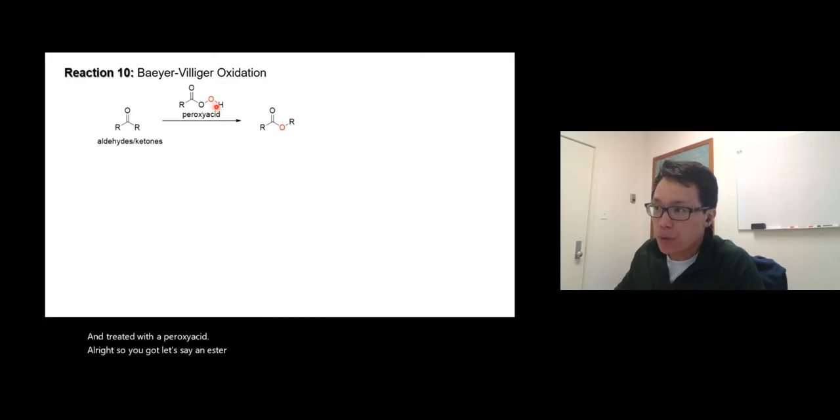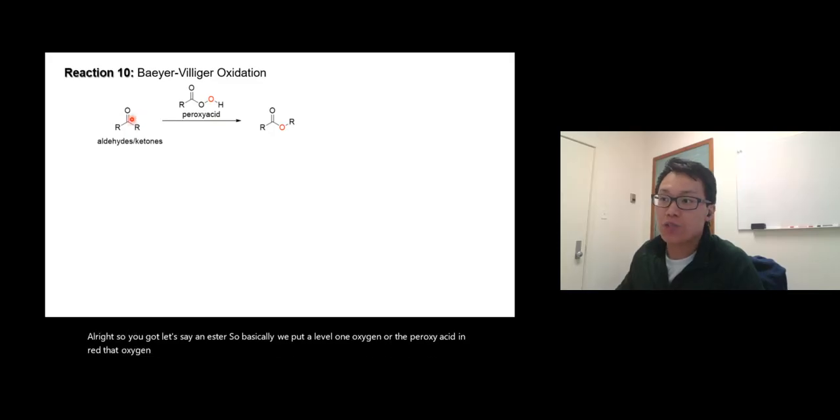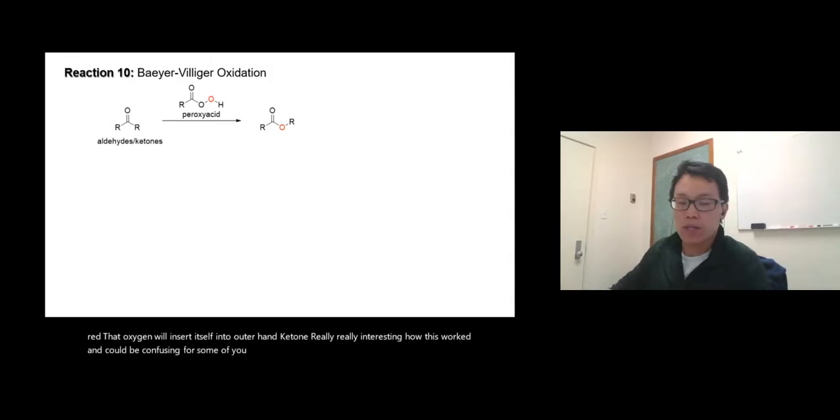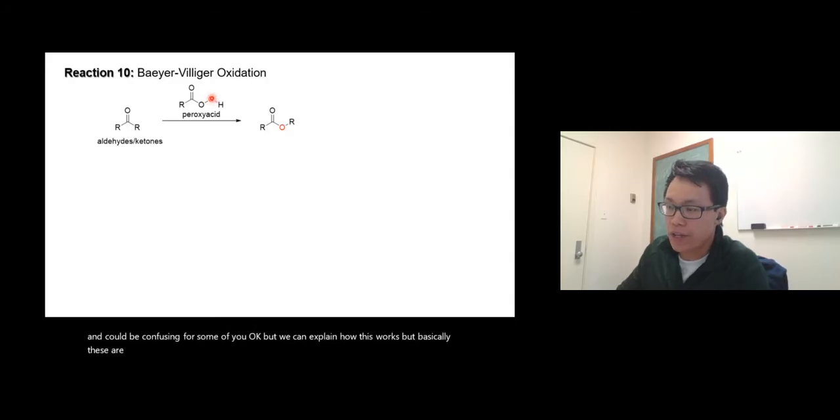So basically, I label one oxygen of the peroxy acid in red. That oxygen will insert itself into the aldehyde or ketone. Really interesting how this works, and it could be confusing for some of you. But we can explain how this works. Basically, this is the overall reaction: the red oxygen of the peroxy acid inserts itself into the aldehyde or ketone.